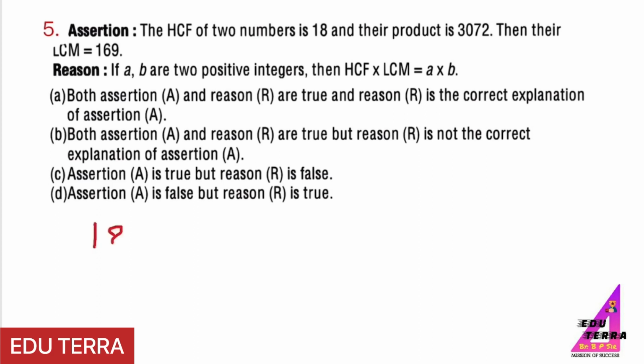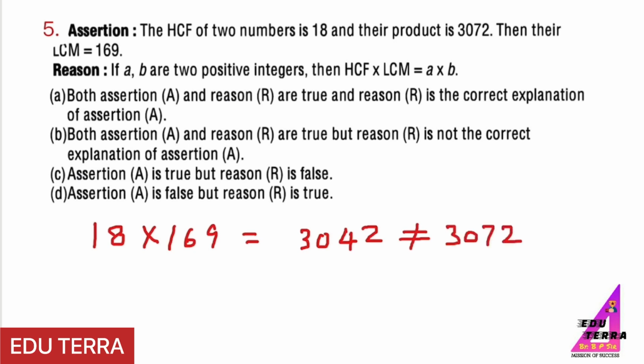Okay, now check 18 into 169. So now it is coming 3042 and we have given their product, it is 3072. So assertion is wrong but reason is true. Wrong means false. So here option number D.